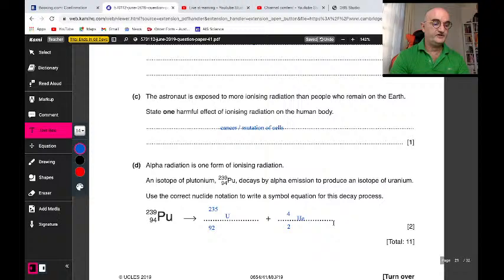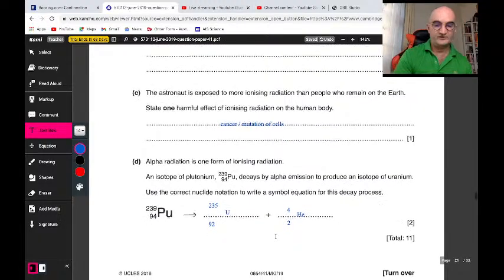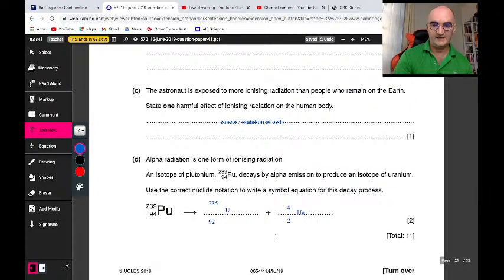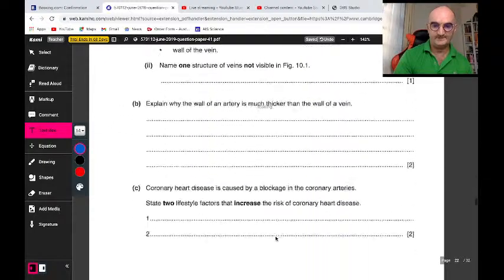There we go. So just take 4 and 2 from the atomic mass and the atomic number respectively. Look up the atomic number, also called the proton number, from your periodic table, and you will have the correct answer for alpha decay ionizing radiation.